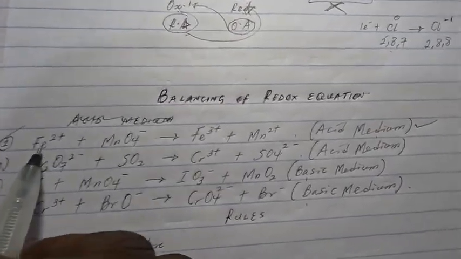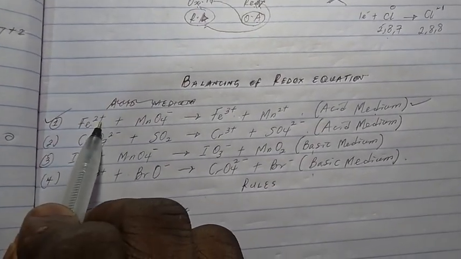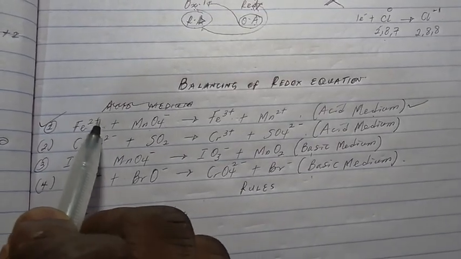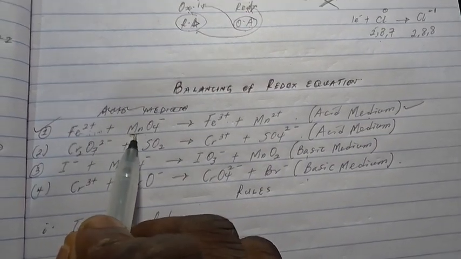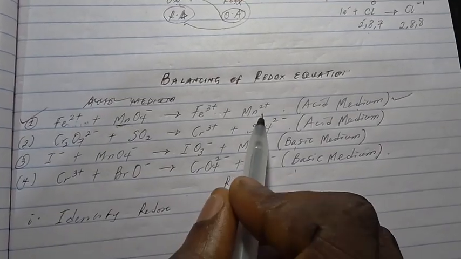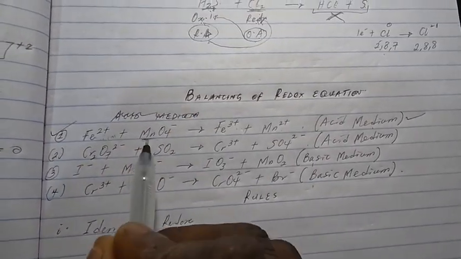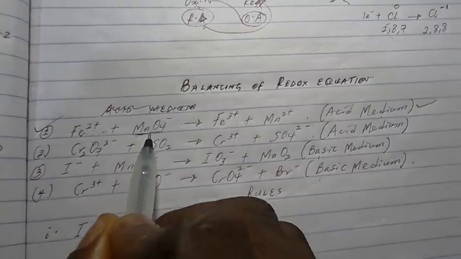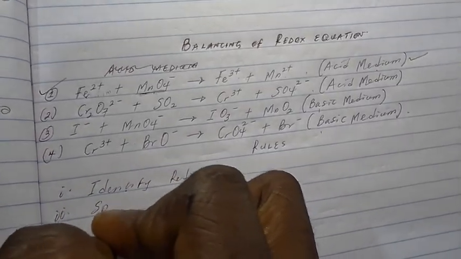Now, Fe2 plus, we're going from Fe2 plus to Fe3 plus. If you go from plus 2 to plus 3, that's an increase in oxidation number. That means this ion is undergoing oxidation. From the calculations I taught you in the previous classes, manganese is plus 7 here, but it is plus 2 here. So this one is going from plus 7 to plus 2. That is reduction. So this is oxidation, this is reduction. You identify first. Rule 2, you split the equation into two halves.